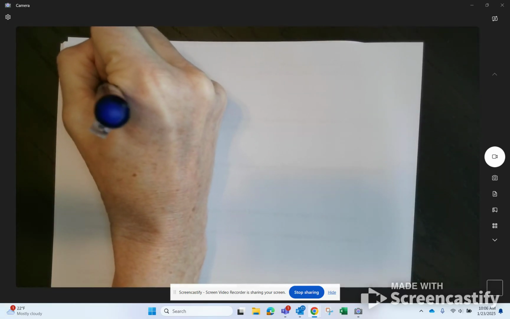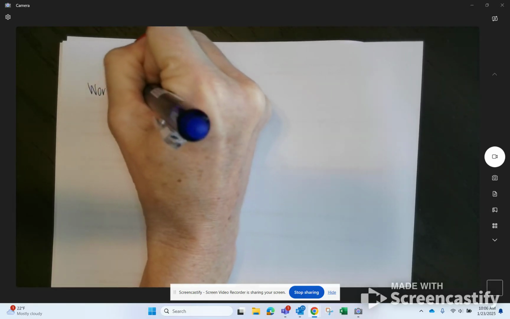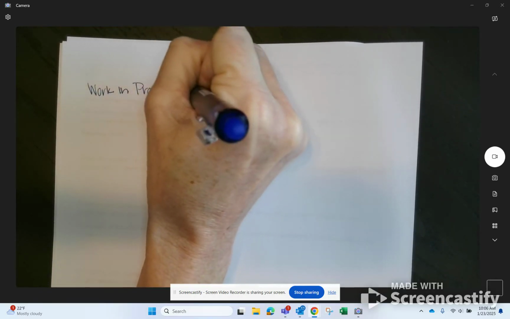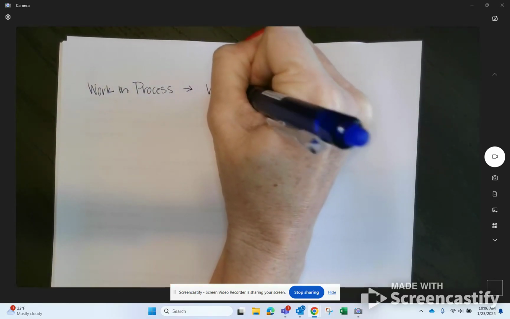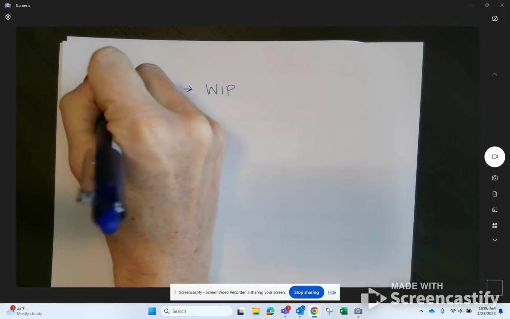In this chapter, we're going to see a couple new accounts that we didn't necessarily see in financial accounting. The first one of those is going to be one that we talked about last chapter, which is the work in process account. You often hear me call it the WIP. This is an inventory account.